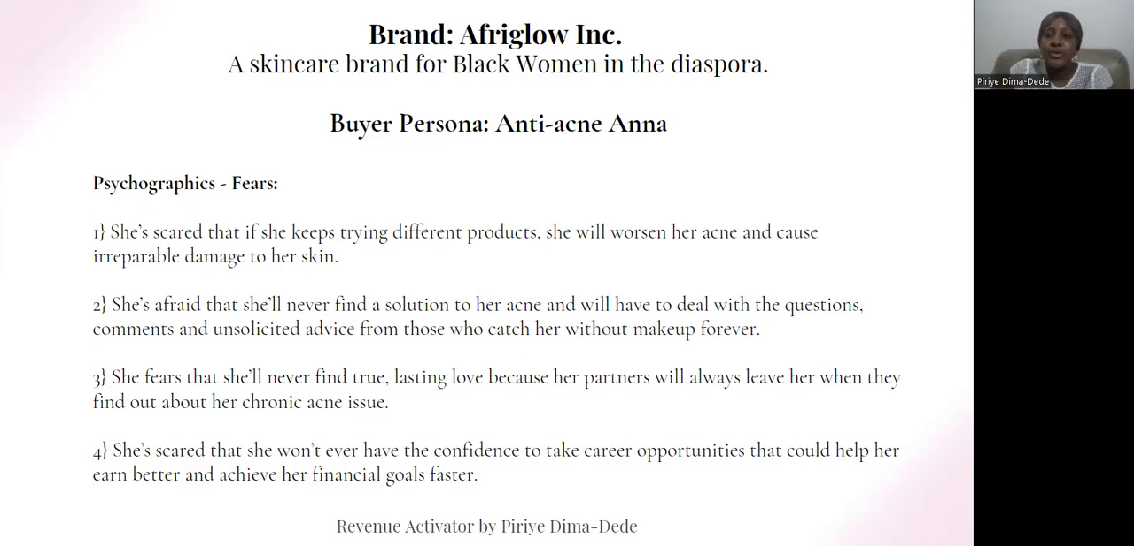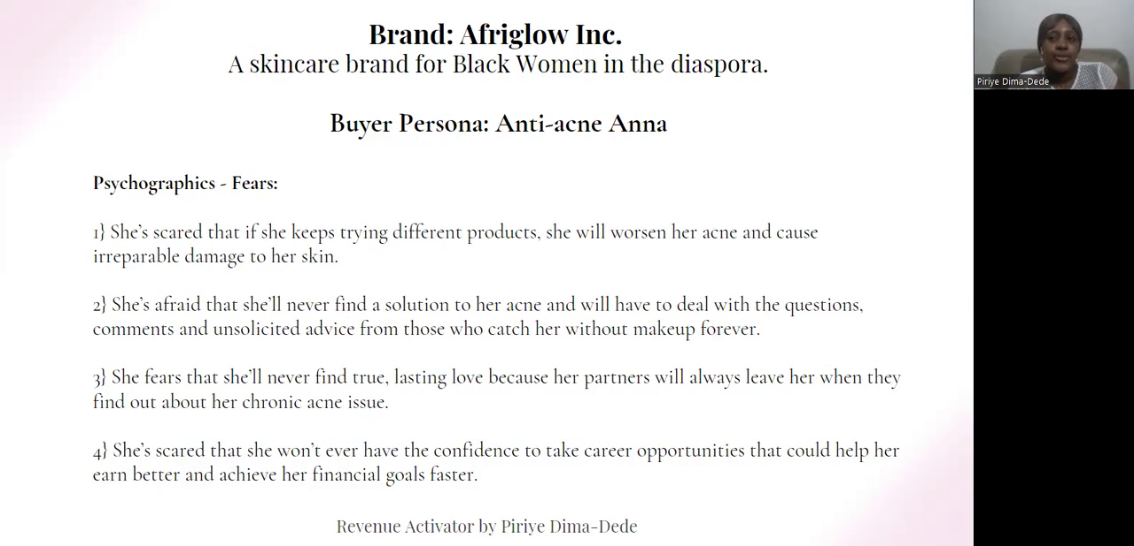And so she will just have to live with it, have to deal with the questions, comments, and unsolicited advice from those who catch her without makeup forever. So she's afraid that that would just be her everyday for the rest of her life. Anna is also afraid that she'll never find true lasting love because her partners will always leave her when they find out about her chronic acne issue.